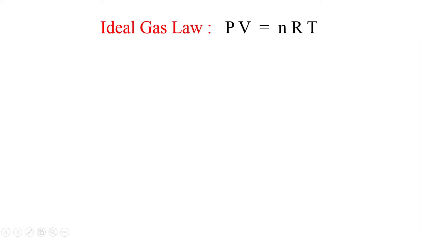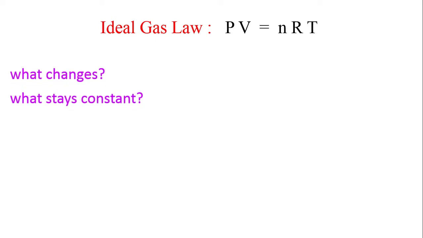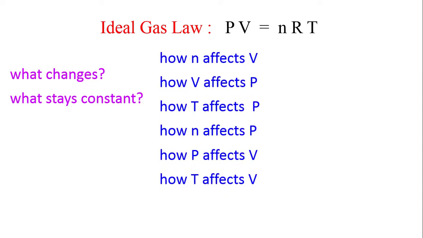Knowing the form of the ideal gas law, we should be able to make qualitative predictions of what happens to the measured quantities as one of them is changed. Part of doing so is knowing which quantities change and which don't, given a certain experimental setup. We'll see how changes in moles affect volume, how changes in volume affect pressure, how changes in temperature affect pressure, how changes in moles affect pressure, how changes in pressure affect volume, and how changes in temperature affect volume.